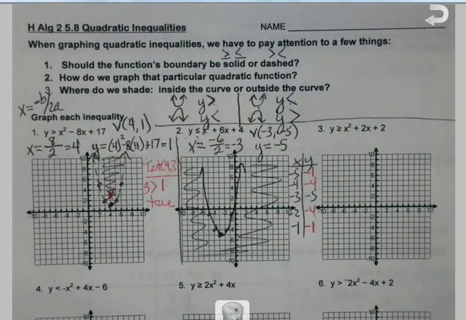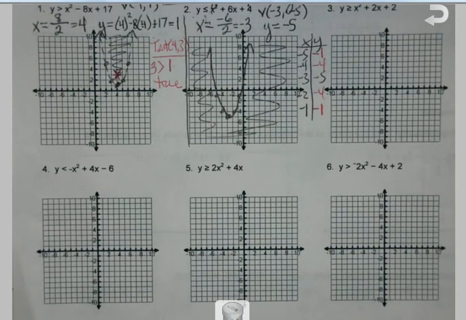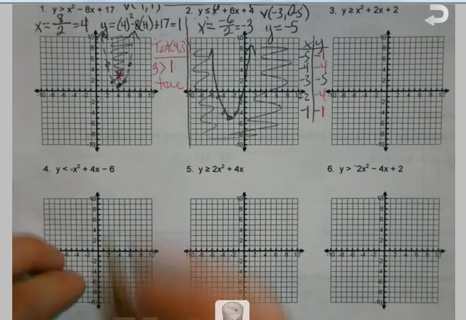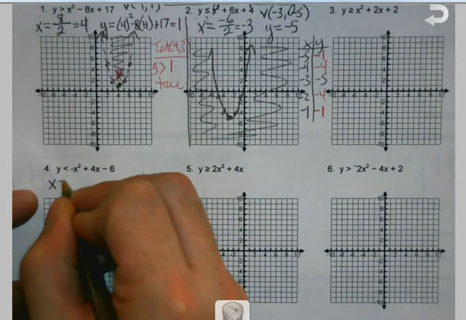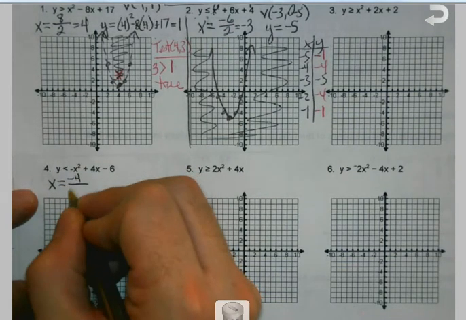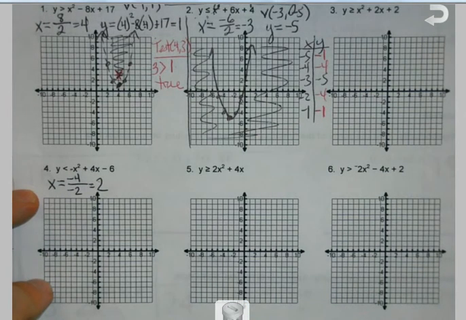So as you start to do more of these, you're like, okay, let's see. What if we went to 4? I come down to 4 and I notice a couple of things. I notice my a value is negative, so I know it's going to open downward. So let's see, x is negative b over 2a, which is negative 2. Again, one of those detail things to watch for. So my x value of my vertex is 2.